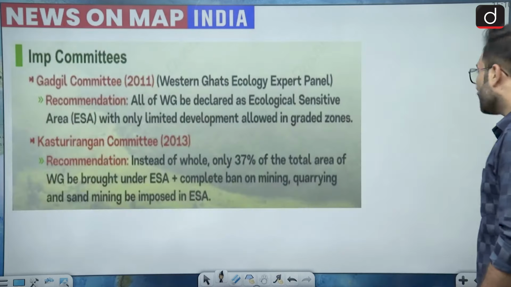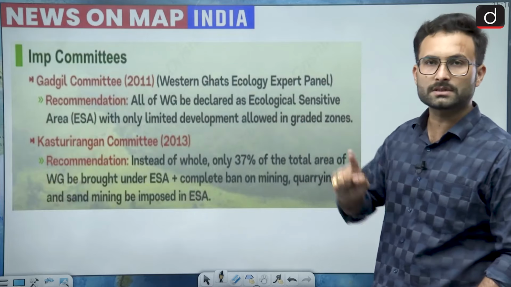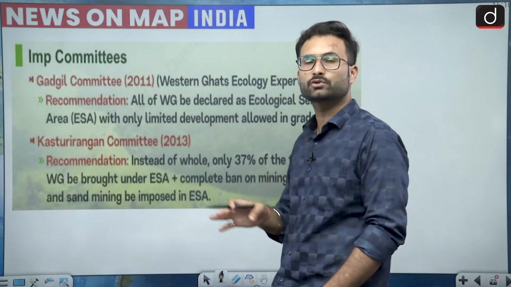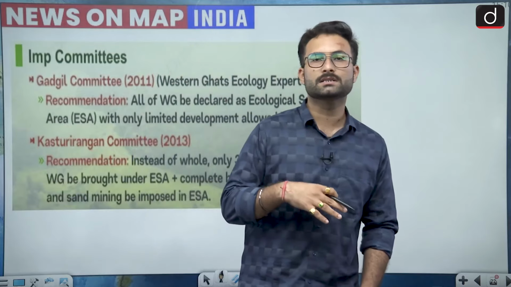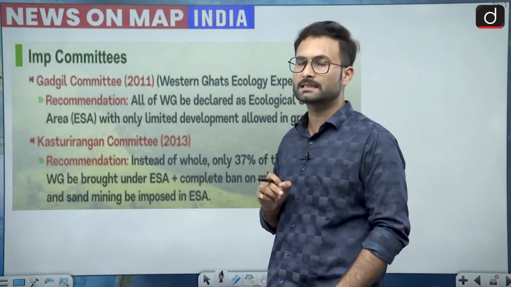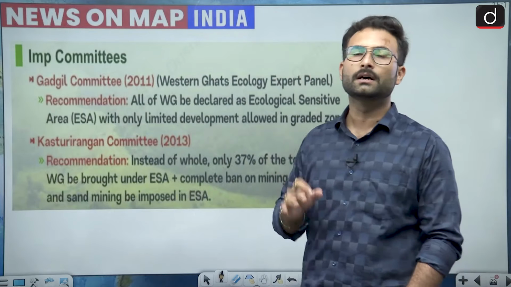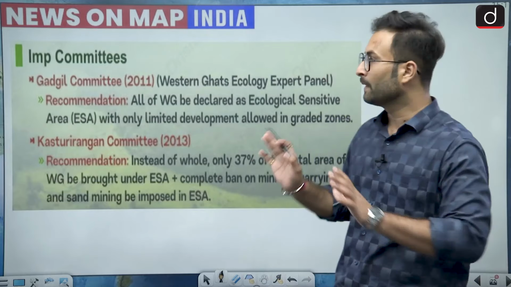Okay, now talking about the ecologically sensitive area, there were 2 committees. One in 2011, that is the Gadgil committee. They said that the entire area of the Western Ghats should be considered as the eco-sensitive zone. And then in 2013 there was another committee, that is the Kasturirangan committee, and it said that only 37% of the area of the Western Ghats should be considered as ecologically sensitive area. Okay, so that is about it.